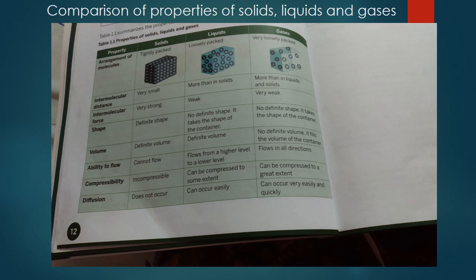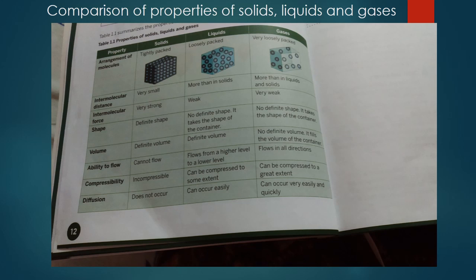Then the fourth point is the shape. Since the molecules of solids are tightly packed and the intermolecular force is very strong and the distance is very less, these solids have a definite shape and a definite volume. Then in liquids, they do not have a definite shape, but they take the shape of the container, and the volume is fixed. Even if a definite volume of the liquid is transferred from one container to another, the volume will be fixed and it will take the shape of the container.